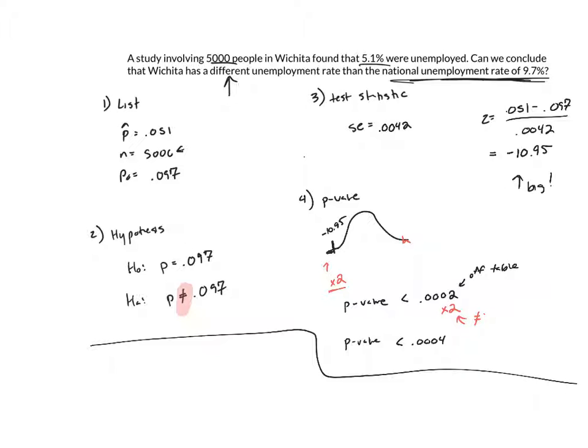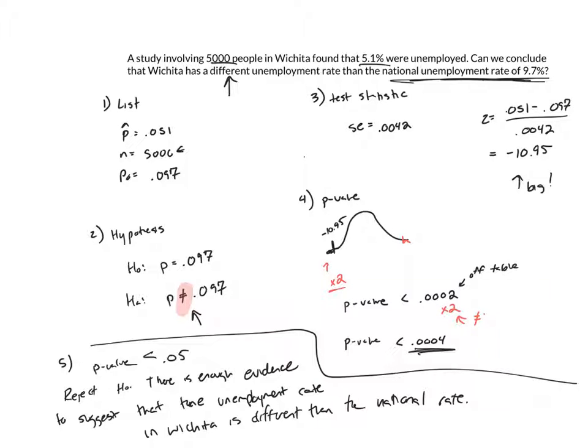Because once I come down here to step 5, I need to go ahead and compare that p-value to 0.05. Well, my p-value is less than 0.0004, which means it's definitely less than 0.05. And if my p-value is less than 0.05, that means I'm going to go ahead and reject H naught. I reject H naught because there's enough evidence. Our statement will be, there is enough evidence to conclude that the unemployment rate in Wichita is significantly different than that of the national unemployment rate.